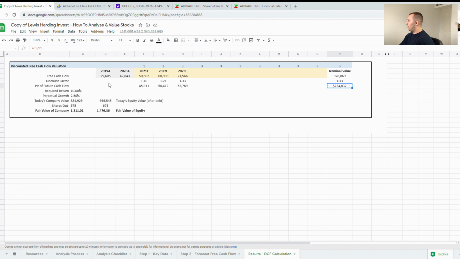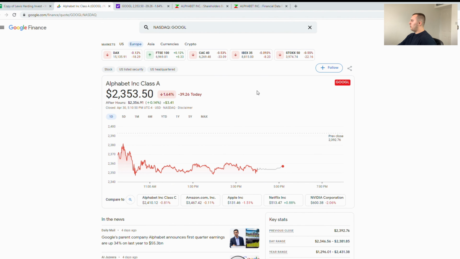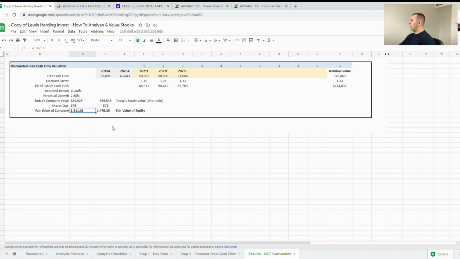And now we come to, sorry, I froze there. So today's company value is all the free cash flows added together, divided by how many shares are outstanding. So the fair value of the company, we would say, is 1,311. And if we look at Google's stock price now, it is like an extra 1,000 added to that. So it's quite a lot higher than what we think the fair value is.